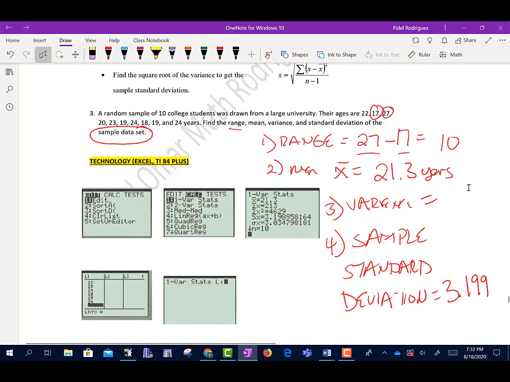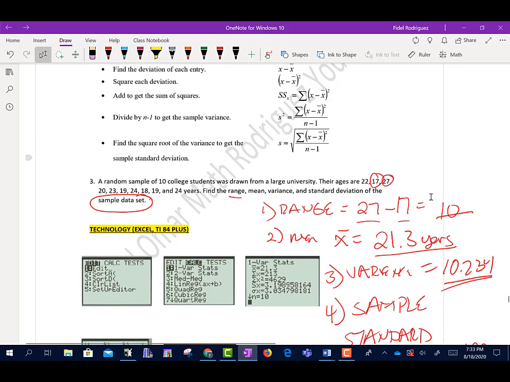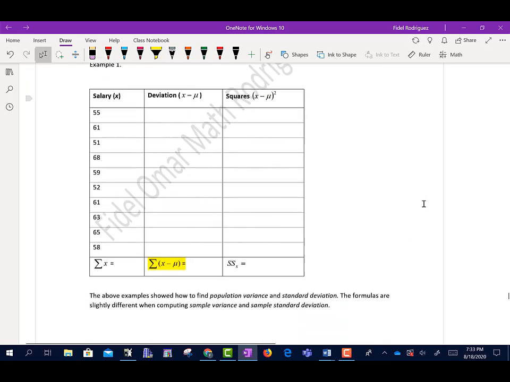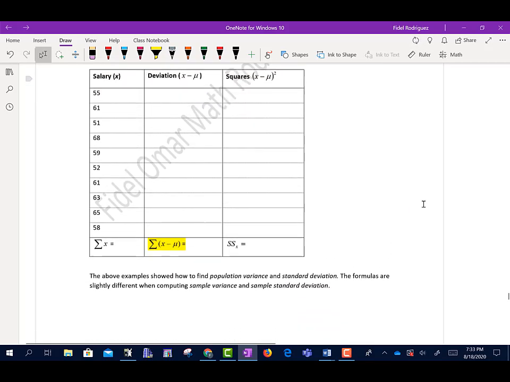And that's going to be my variance, 10.234. And I found my sample standard deviation and my range, my mean, my variance, and my sample standard deviation, okay? So I want to come back to the problem that we were doing earlier over here, okay?